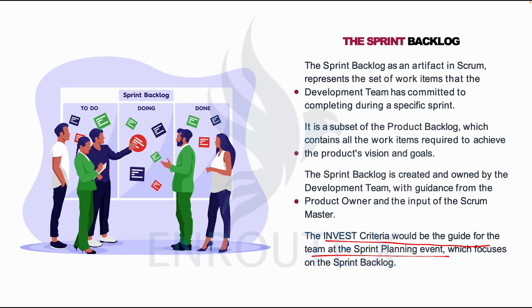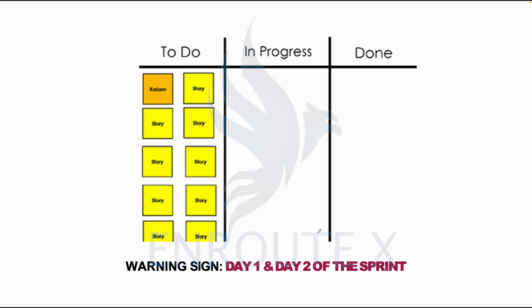In this first slide, it says warning sign, day one and day two of the sprint. I want you to take a moment to look at what you have on the screen. Why have we said this is a warning sign? In day one and day 2 of the sprints.